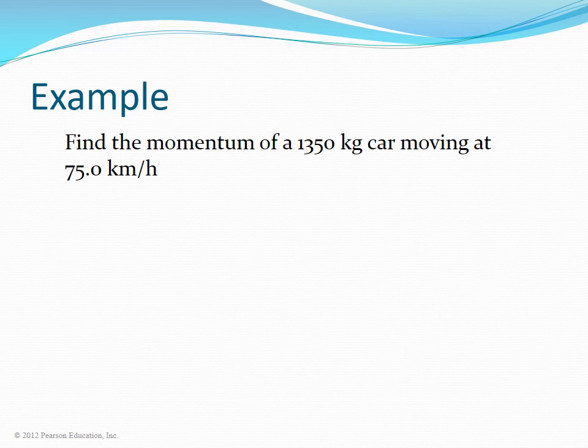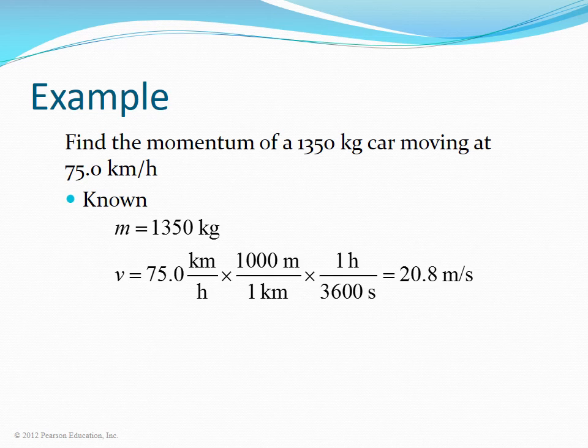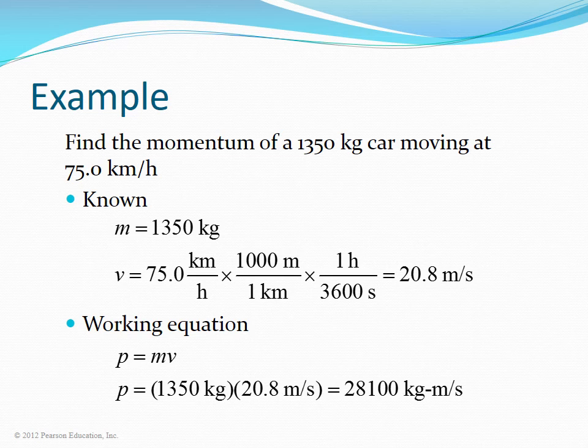For example, find the momentum of a 1,350 kilogram car moving at 75.0 kilometers per hour. We first write down what we know: the mass of the car at 1,350 kilograms and the velocity of the car that we need to convert to meters per second. And we get 20.8 meters per second. Our working equation is the same as the basic equation, the definition of momentum. Substituting what we know, we get 28,100 kilogram meters per second. The units of momentum are kilogram meters per second.